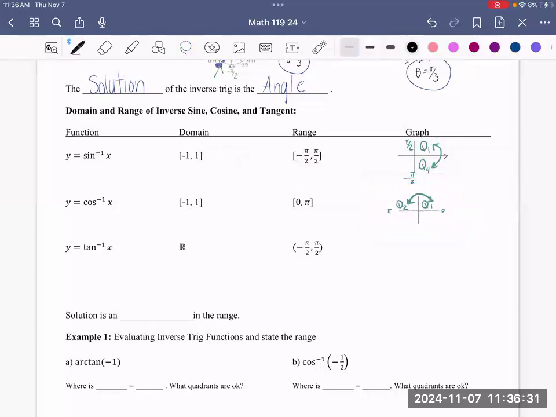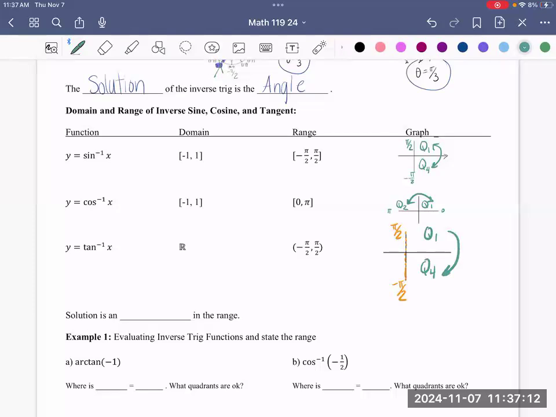Lastly, when it comes to your tangent, tangent is similar to your sine graph, where we're looking for pi over 2 above and negative pi over 2 below. But maybe I do this in a different color to alert you that we're actually not going to be able to achieve these values because there is an asymptote. So for your answer, we should be in either quadrant 1 or quadrant 4.